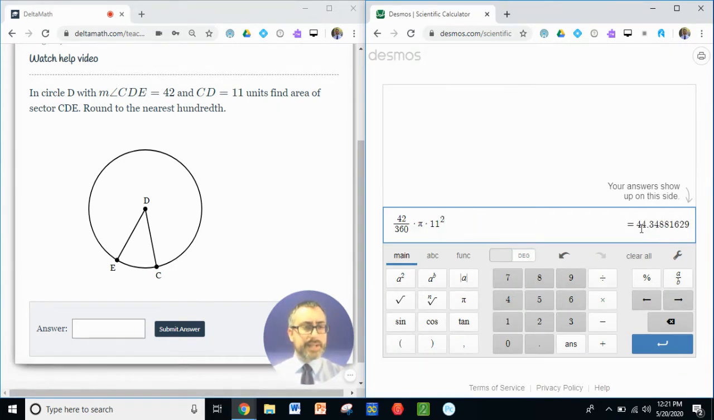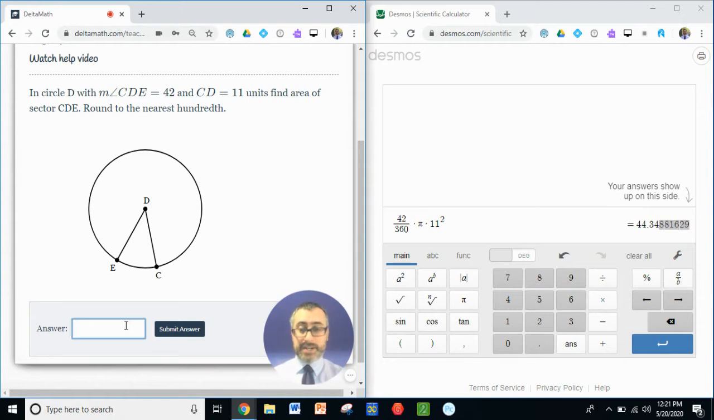I get this answer of 44.34881629. I was asked to round to the nearest hundredth, so I'll do that. I can cut off all of this information, but since I'm cutting off a 5 or above, I'm going to give this 0.34 a shove to 0.35. So my final answer is 44.35 square units.